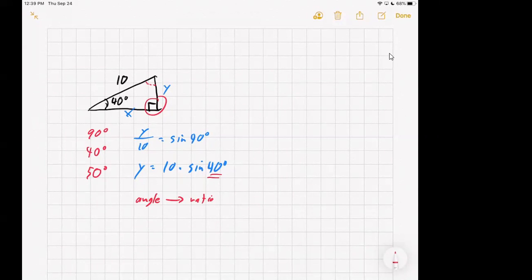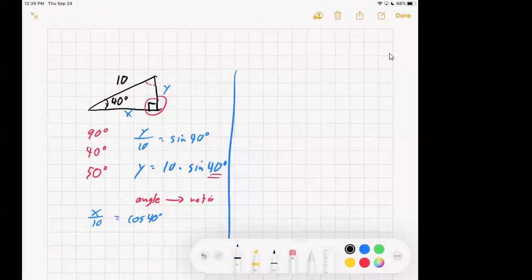careful. So likewise, we can figure out the x side. Okay, so if you just set up the ratio that x over 10 is equal to the cosine of 40 degrees, you could, in a similar manner, solve for what the x value is. All right, then you also had, let me just give you one more example of these.